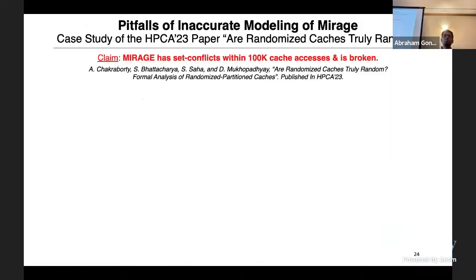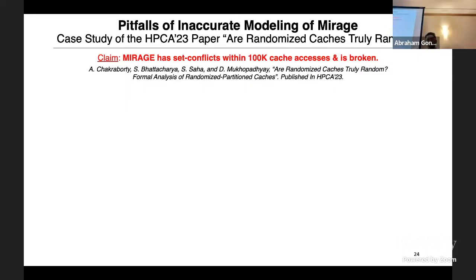One of the things I would like to highlight is that in FireSim, while we didn't model the global evictions, that's okay for performance, but not okay for security. To analyze the security properties, you need to implement all parts of the cache. So one of the pitfalls of inaccurate modeling is that the security claims wouldn't hold.